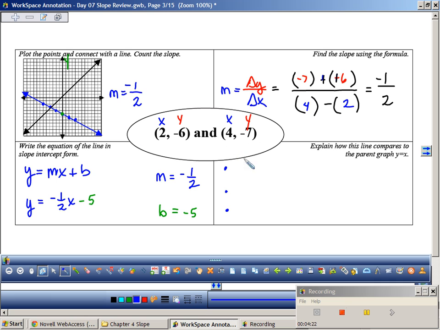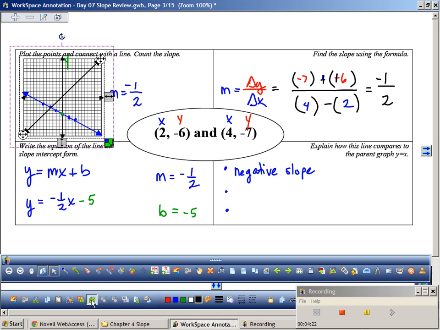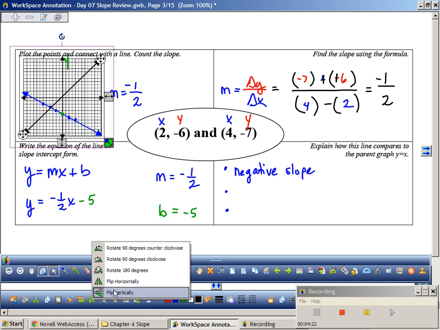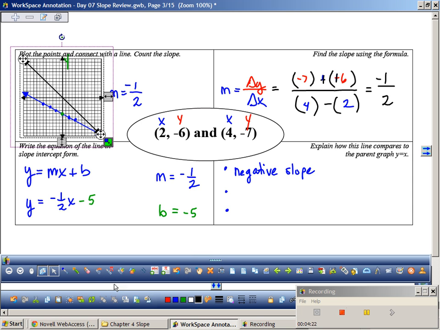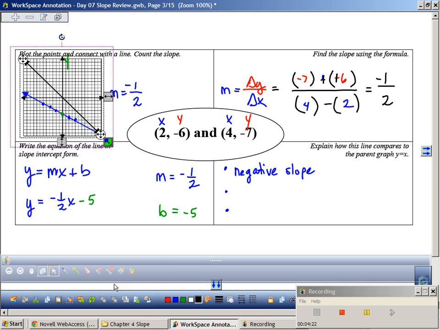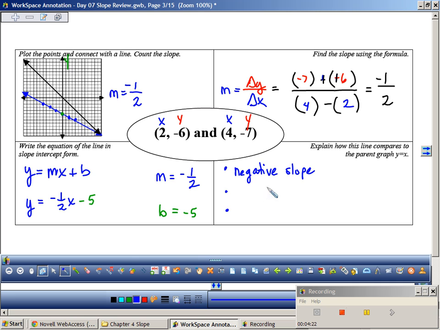Okay, first of all, you said the negative slope. So I'm going to reflect my line across the y-axis. Check that out. That was my first transformation, right? What else happened? Slope's now negative.